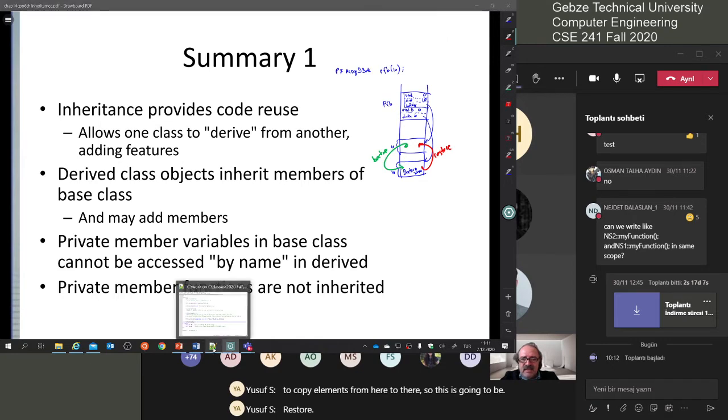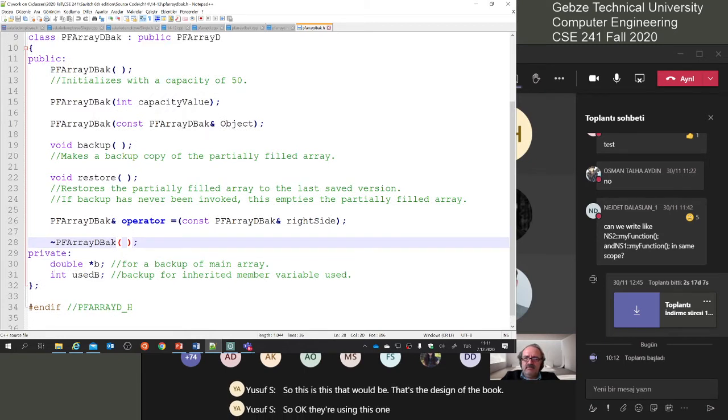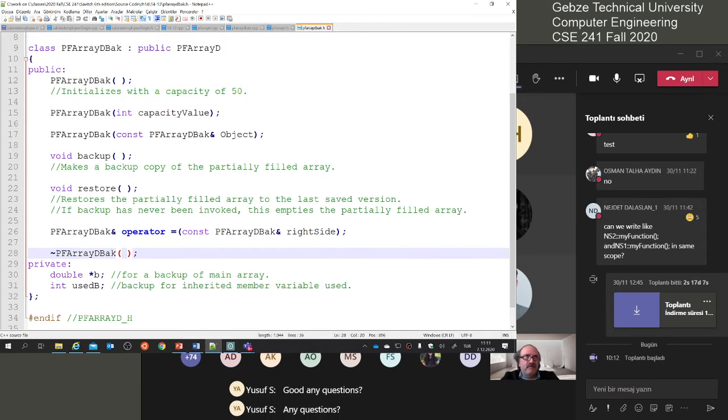So that's the design of the book. Okay, they are using this one. Okay. Good. Any questions? Any questions? If there are no questions, then yes.